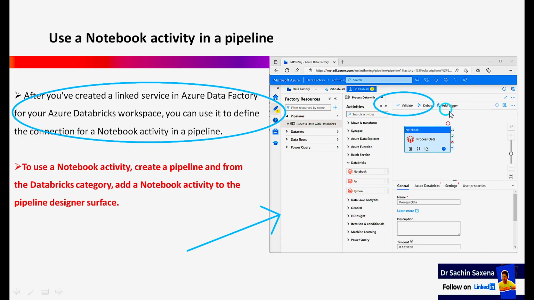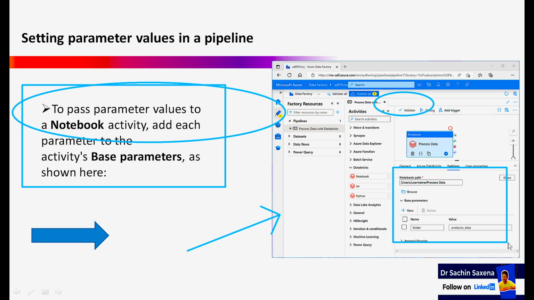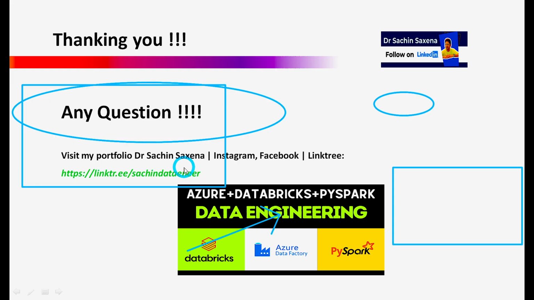So then we will create a data factory pipeline. To use notebook activity, create a pipeline and from the Databricks category add a notebook activity to the pipeline designer surface. Finally, we will pass parameter values to a notebook activity, and add each parameter to the activity's base parameter as shown here. So we will be doing this hands-on in upcoming time. Okay, so these are prerequisite activities we will be performing hands-on in this video as of now.